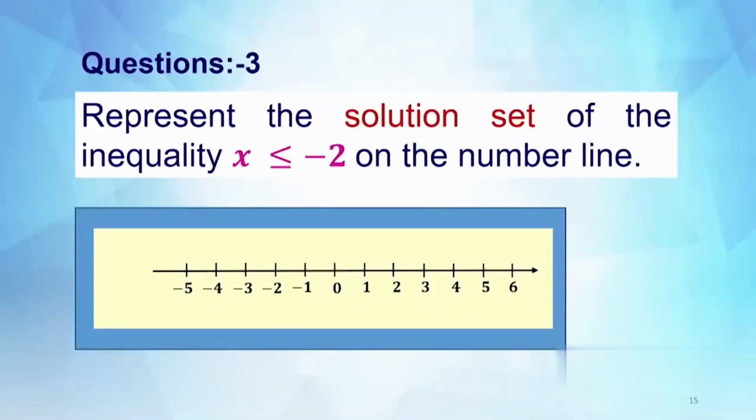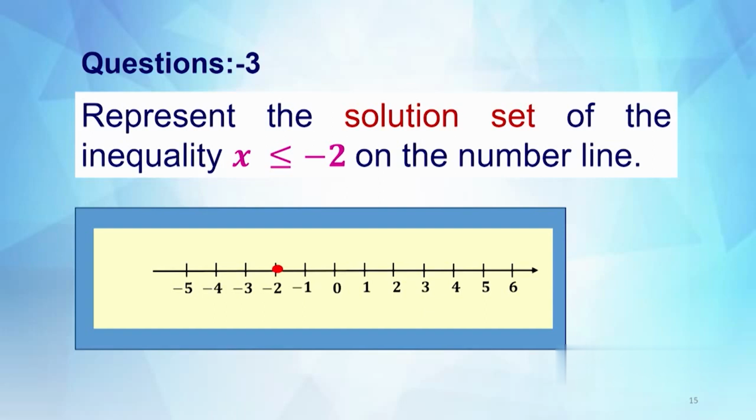Then you have to mark minus 2. Here x is equal to minus 2. Then you can draw a circle. You can draw a circle and color it. This means a solid circle here.